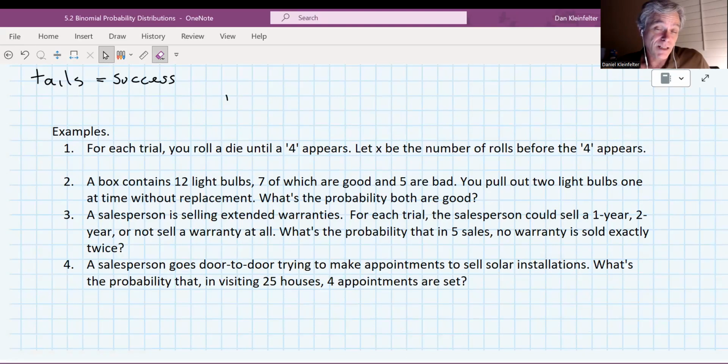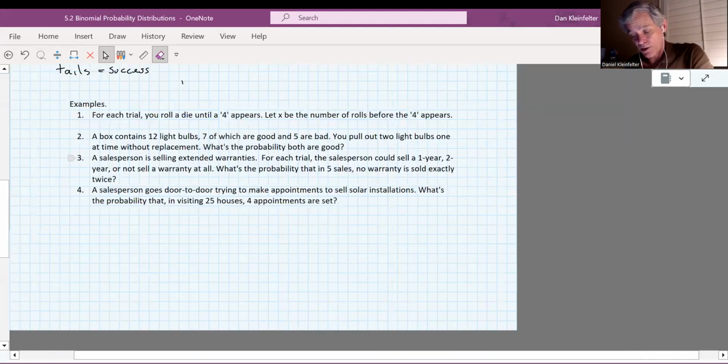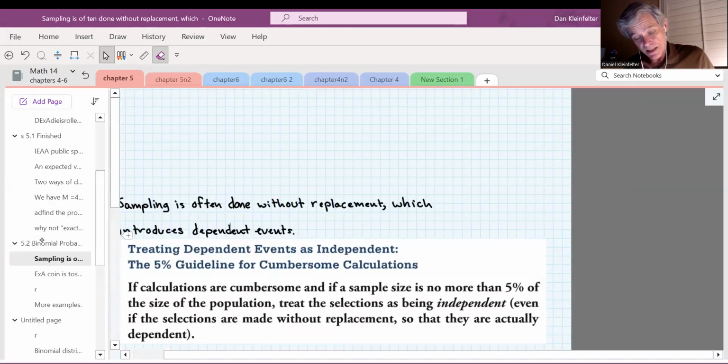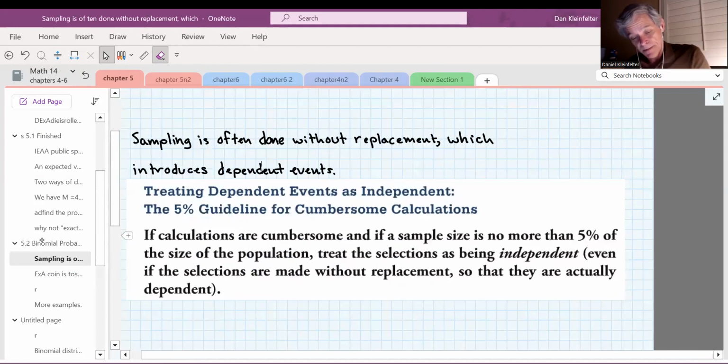This is something that occurs in situations where training is involved. If somebody has a chance to practice a skill, then the outcome is not going to be the same every time. All right, so you could probably say that that's probably true about number 3, the salesperson selling extended warranties, but there were only 5 sales, so there's not that much chance for the person to improve over that time.